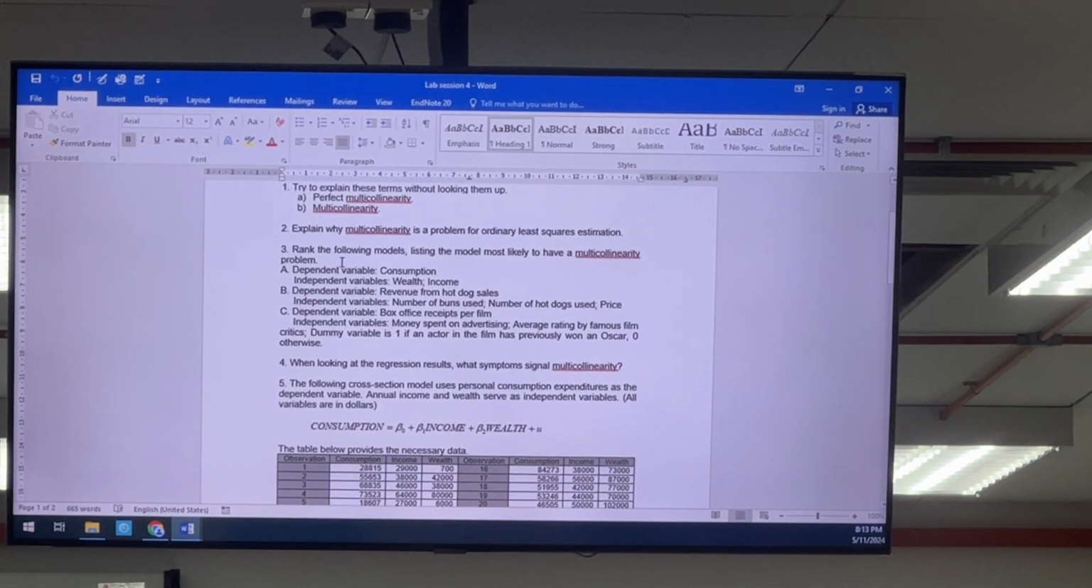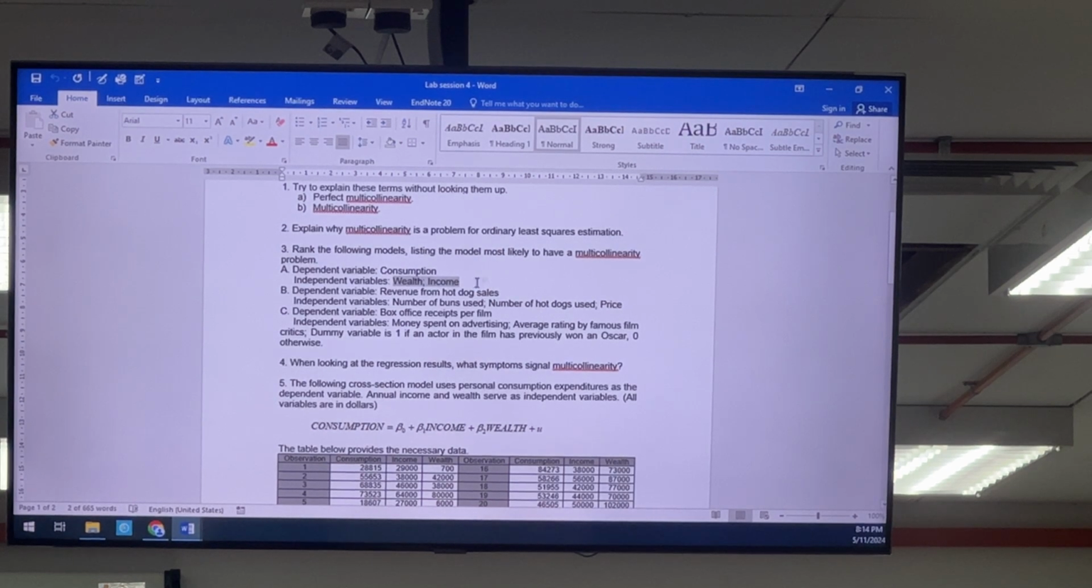Number 3, rank the following models, listing the model most likely to suffer a multicollinearity problem. So we have 3 different models. Identify which model is most likely to have a problem, which one is less likely, and which one comes number 3. The first model has dependent variable consumption, and independent variables wealth and income, just like our previous example.